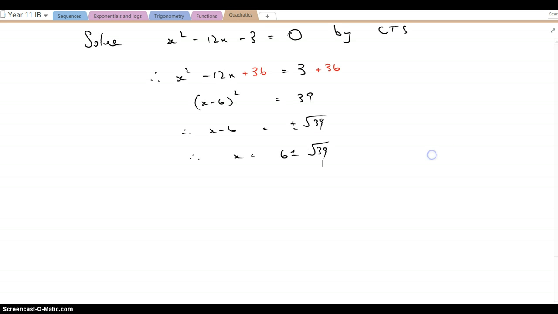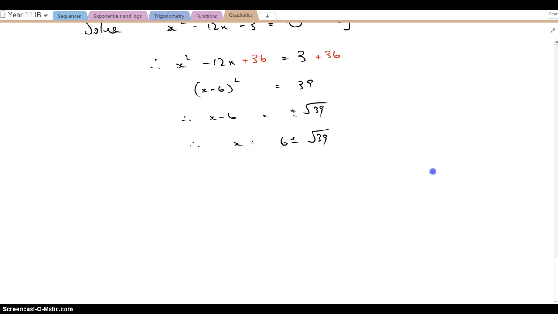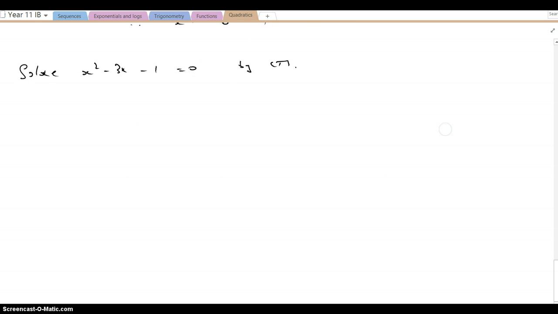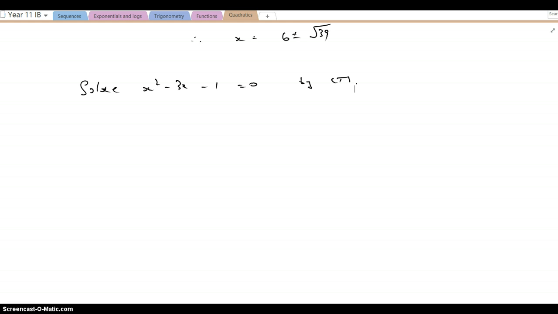Okay, let's do an ugly one. Solve x squared minus 3x minus 1 equals 0, again by completing the square. It's typical to be asked to use this method, in which case you have no choice but to go ahead and use it. So what do we do firstly?